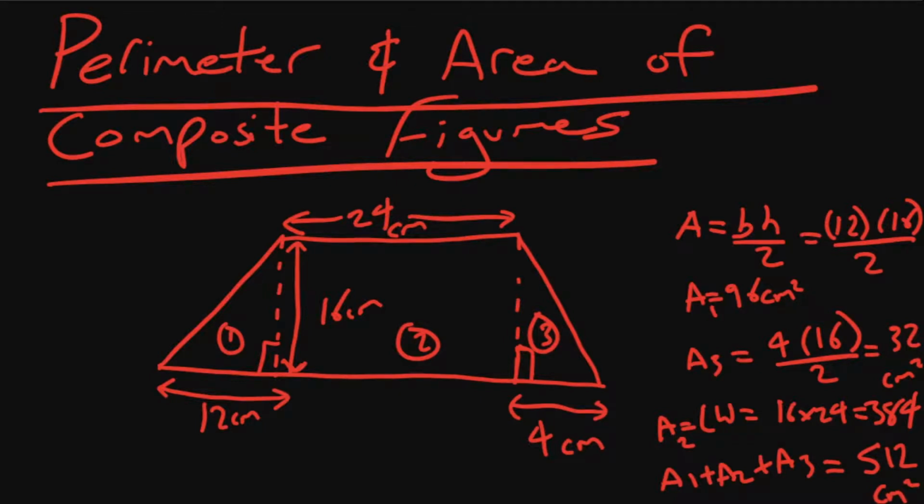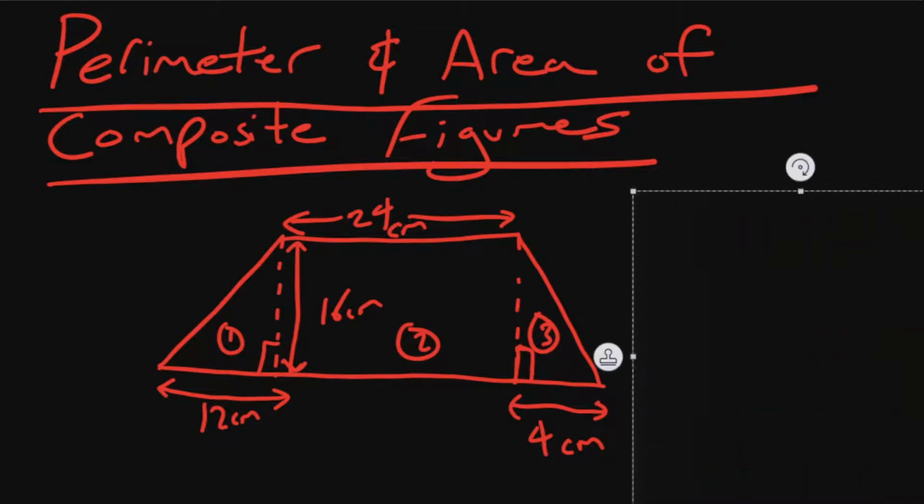Okay, so let's do the exact same shape, but now we're going to be looking for the perimeter. So the perimeter is of this object. What I'm asking for is the total distance around the entire object, so all the lengths of all the sides added up.